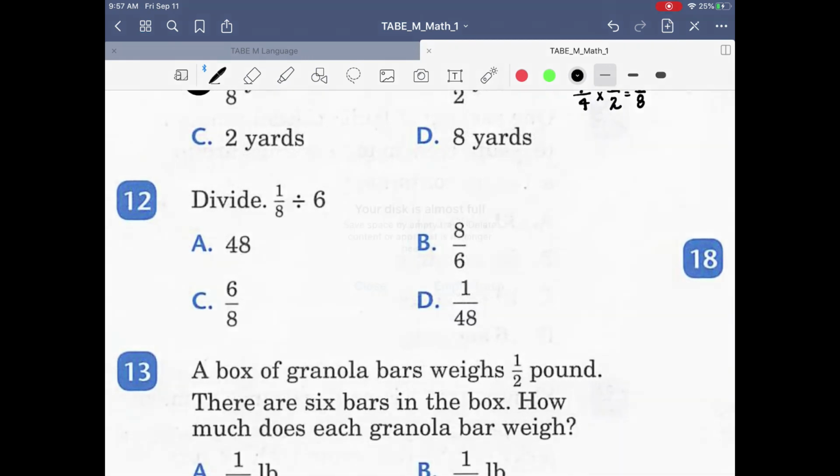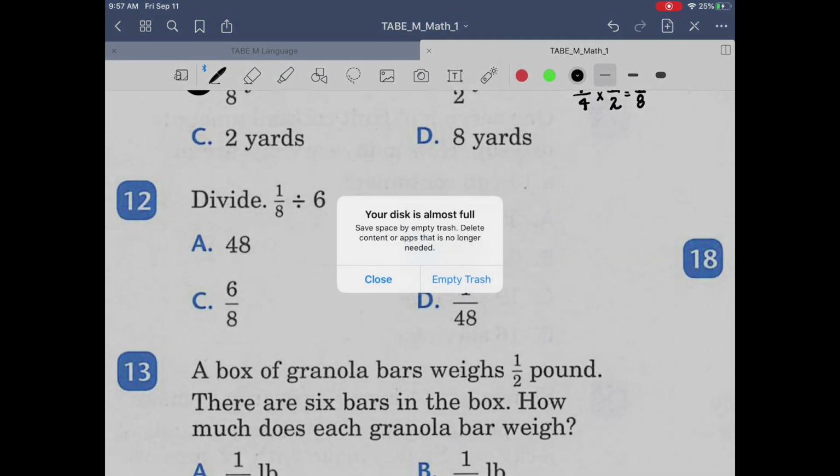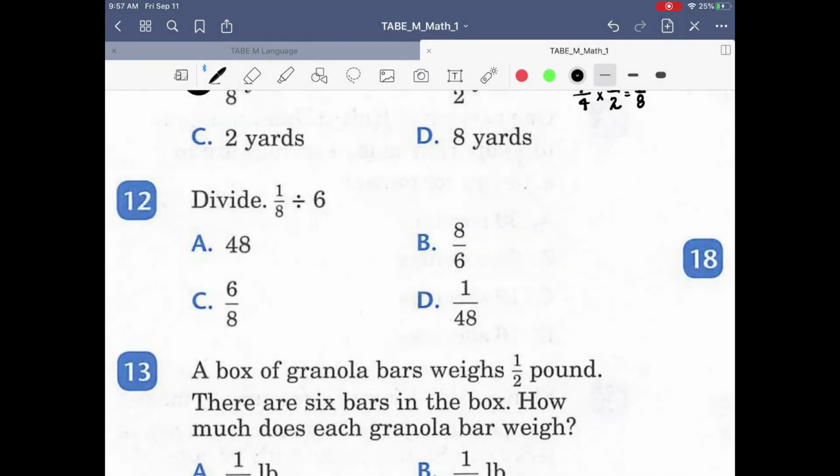Number 12, they don't even have to tell me a problem. They just say to divide.